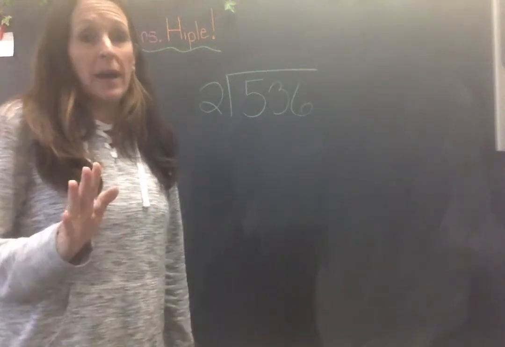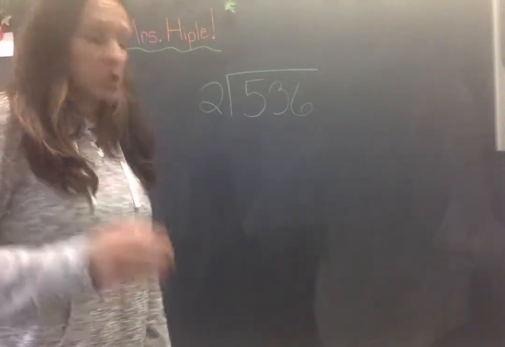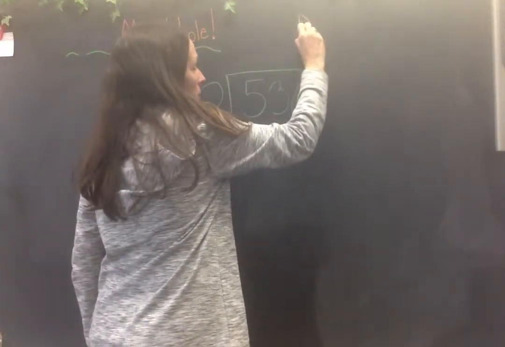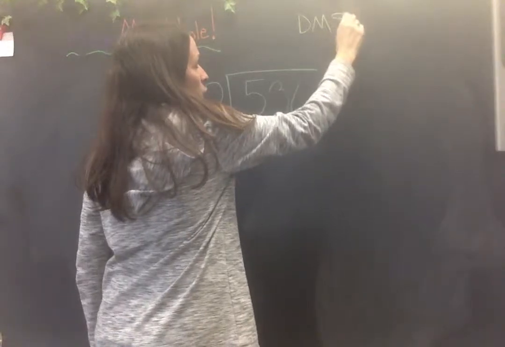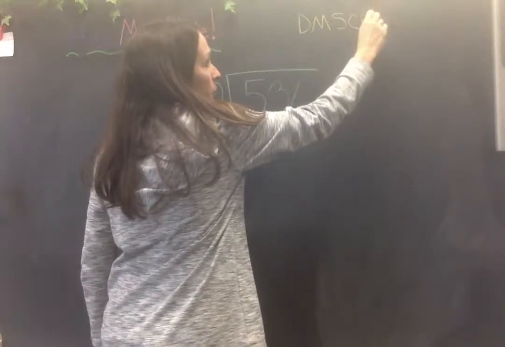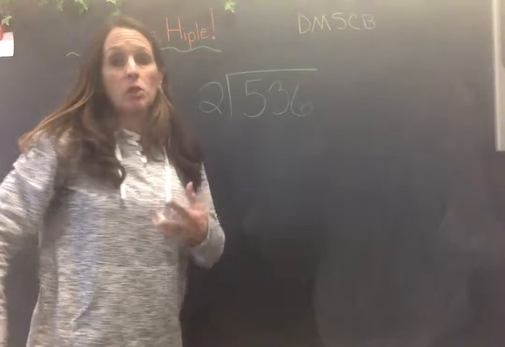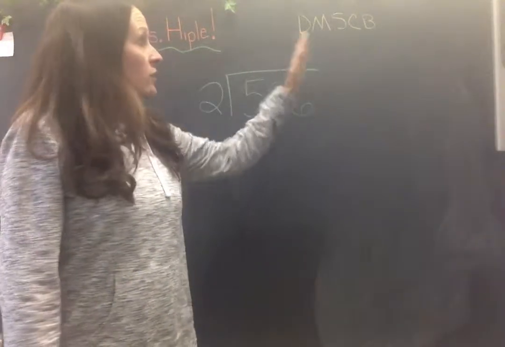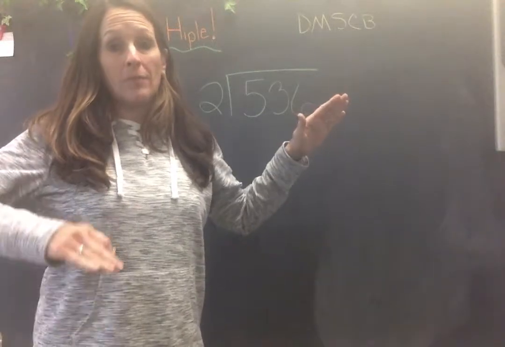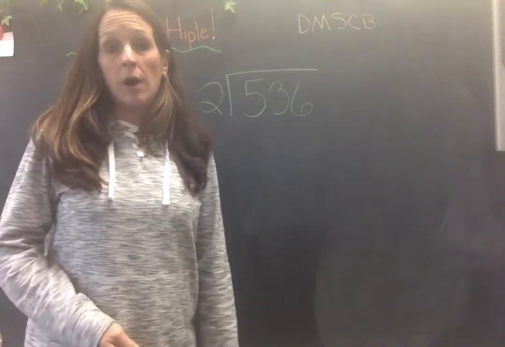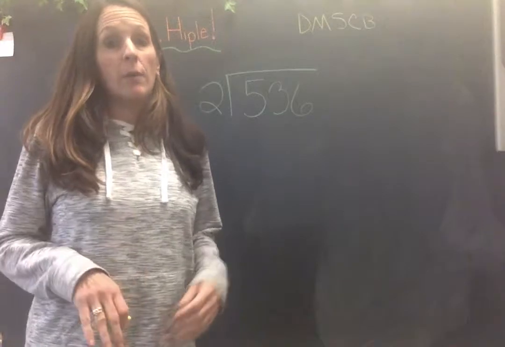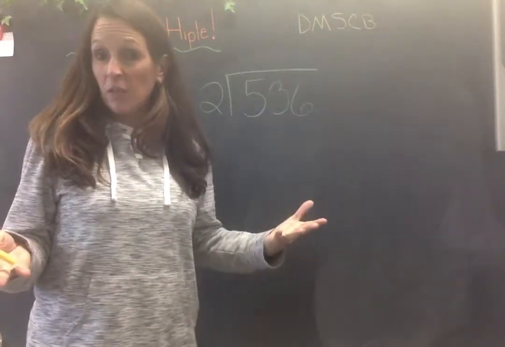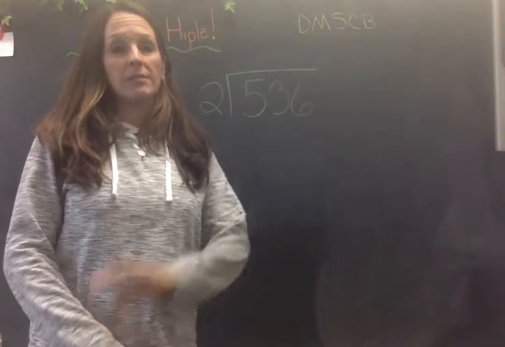I know you love it, but the steps for division are, let me get a piece of chalk here: divide, multiply, subtract, check, bring down. Divide, multiply, subtract, check, bring down. You are going to go through each of those steps probably 2 or 3 times when you are doing long division. Some of you may remember this as, does McDonald's serve cheeseburgers? Either way, as long as you remember the steps, it's good.